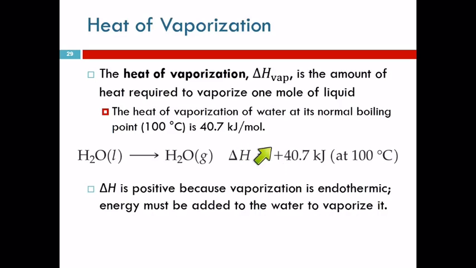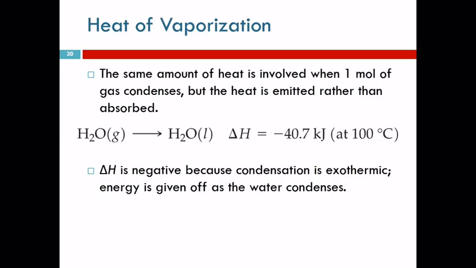Remember, the sign here is like the sign on money going into and out of your bank account. A plus sign means money's coming in. Plus sign here, energy coming in. A negative sign is money leaving your checking account. This is energy leaving the chemical system. When water condenses from a gas to a liquid, it releases 40.7 kilojoules per mole of energy. It's negative because the heat is being given off.